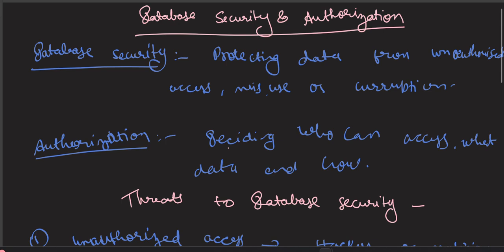Moving further to data security and authorization. Database systems store sensitive data like your bank records, personal details, and business information. Protecting this data is crucial to maintain confidentiality, integrity, and availability. So, database security.